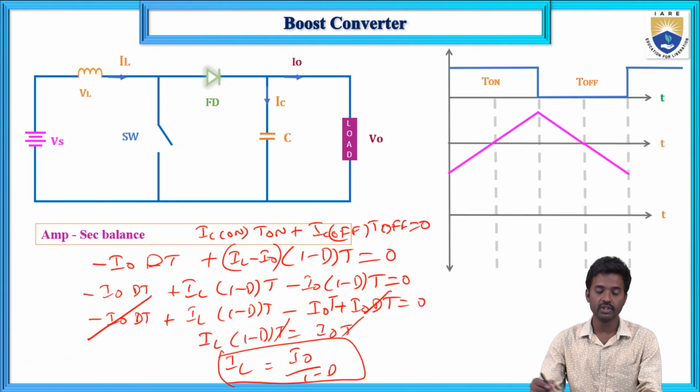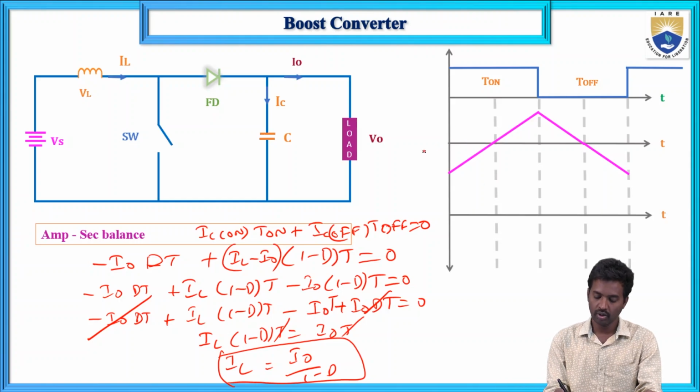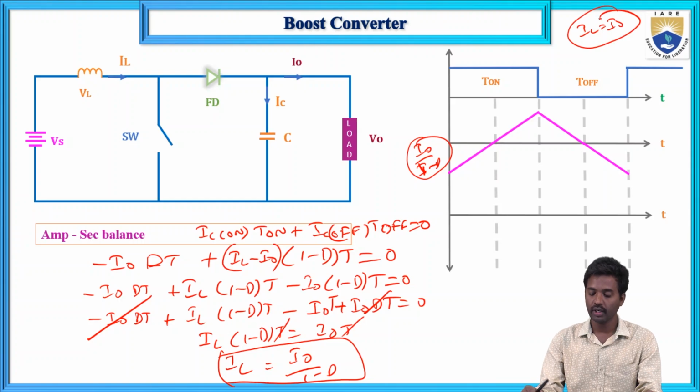So from the ampere-second balance, IC on into T on plus IC off into T off equals 0. That is the ampere-second balance. If you substitute IC on and IC off and T on and T off formulas, you will get the inductor current IL equals I naught divided by (1 minus D). In case of a buck converter, IL equals I naught only. So now the next formula.